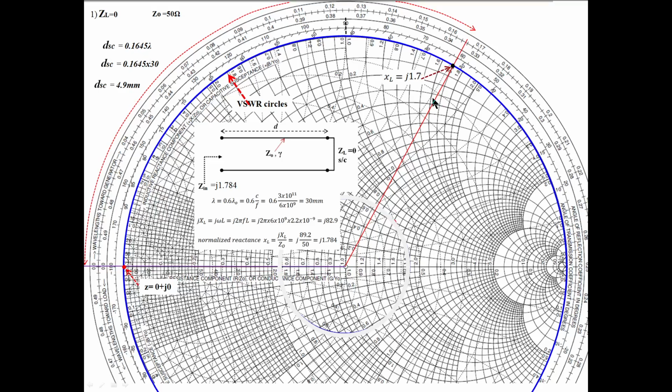I took approximately that value here. This is 0.16, this is 0.162, 0.164. But it is behind that, not 0.166. It is behind 0.166, so I took 0.1645 lambda. This is the value. So what is the distance from here to here? That is equal to this in terms of wavelength, because on the Smith chart we are getting it in terms of wavelength. So this is the value.